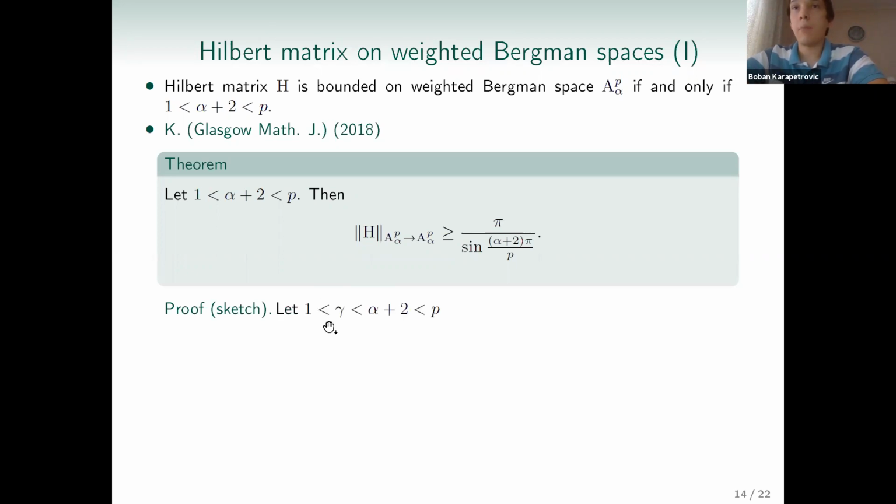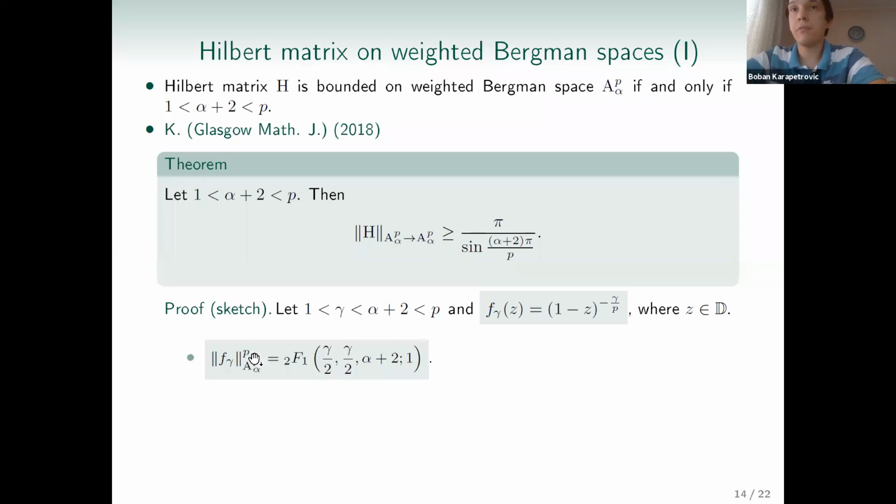So let gamma be between 1 and alpha plus 2, and let f_gamma of z be the following function in the unit disk D: (1 minus z) to the minus gamma over P. And after some calculations, we have that the weighted Bergman space norm of this function f_gamma to the P is actually this hypergeometric function. And this is the standard Gauss hypergeometric function with these coefficients gamma over 2, alpha plus 2, at the point 1.